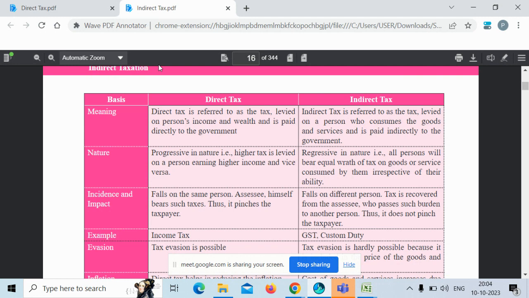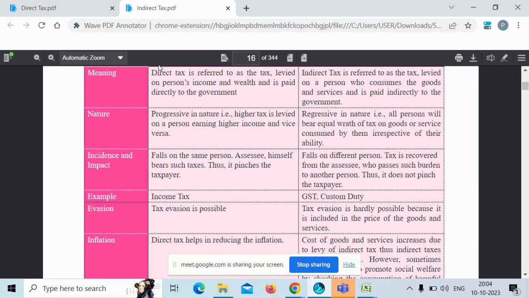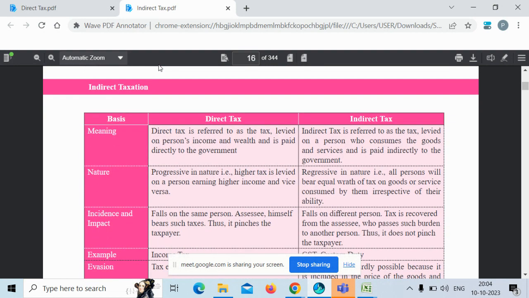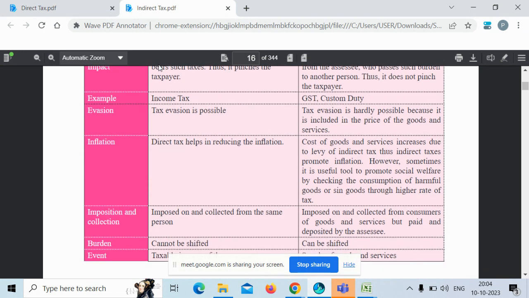indirectly to the government. Nature: progressive in nature, regressive in nature. Incidence: falls on the same person, falls on a different person. Example: income tax; GST, customs duty. Evasion: tax evasion is possible here, while tax evasion is not possible, or little difficult, in indirect taxation. Inflation: direct tax helps in reducing inflation, whereas indirect tax helps in pulling up inflation.